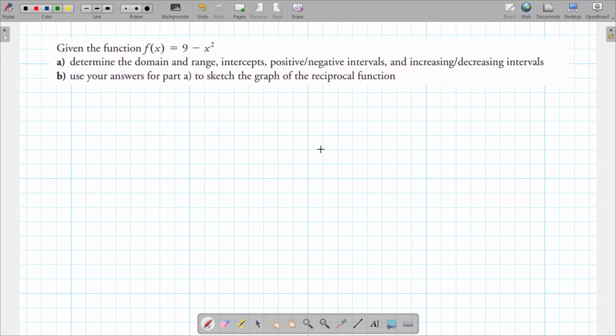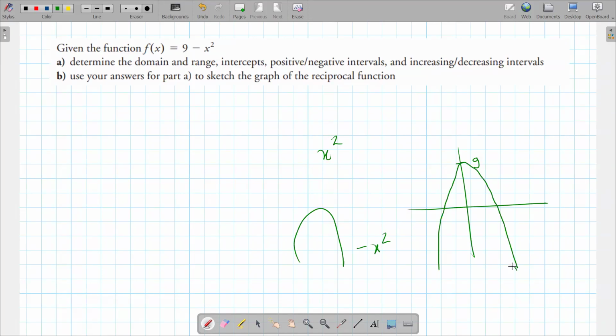So think about it. X squared is this. Think about the transformations that have happened. -x squared is this. And then it just goes up 9 units, right? So it'll look like this. That has a y-intercept at 9. And it'll go like this.